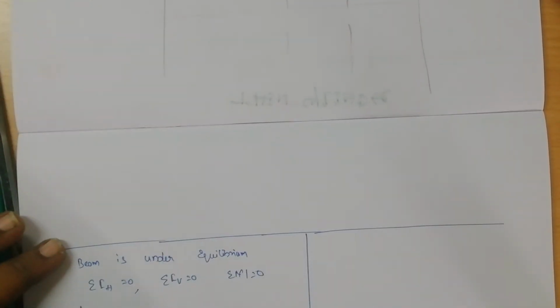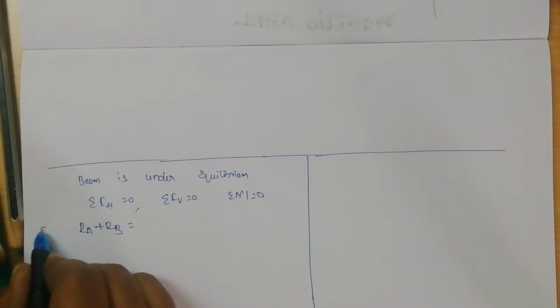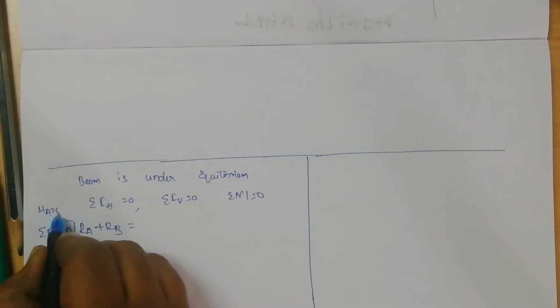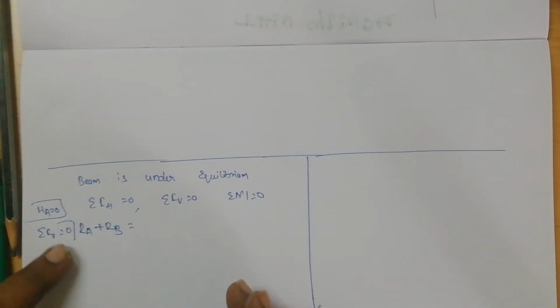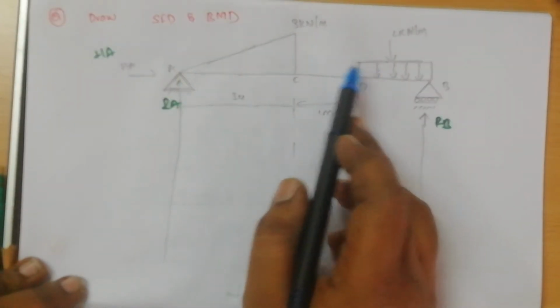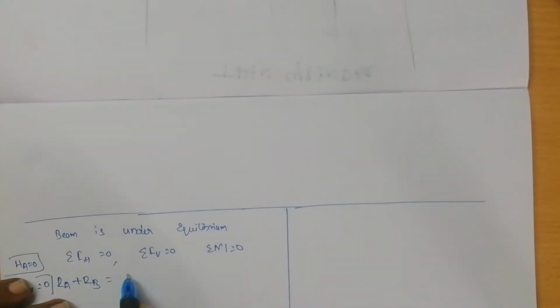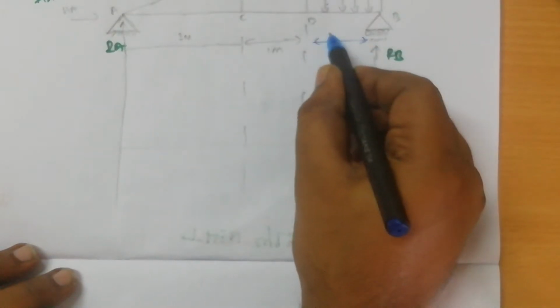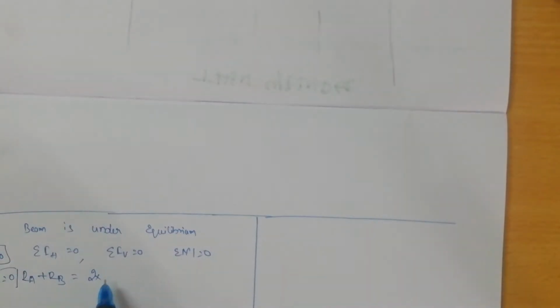So RA plus RB is equal to, because of summation of vertical force equals 0. Summation of horizontal forces, HA, will be equal to 0, that we have already discussed. So RA plus RB is equal to what are the downward forces? One is this UDL. UDL can also be represented as this load. This is your UVL. The load because of UDL is nothing but UDL into length of UDL. The length of this UDL is 2 meters, so 2 into 2. Okay.